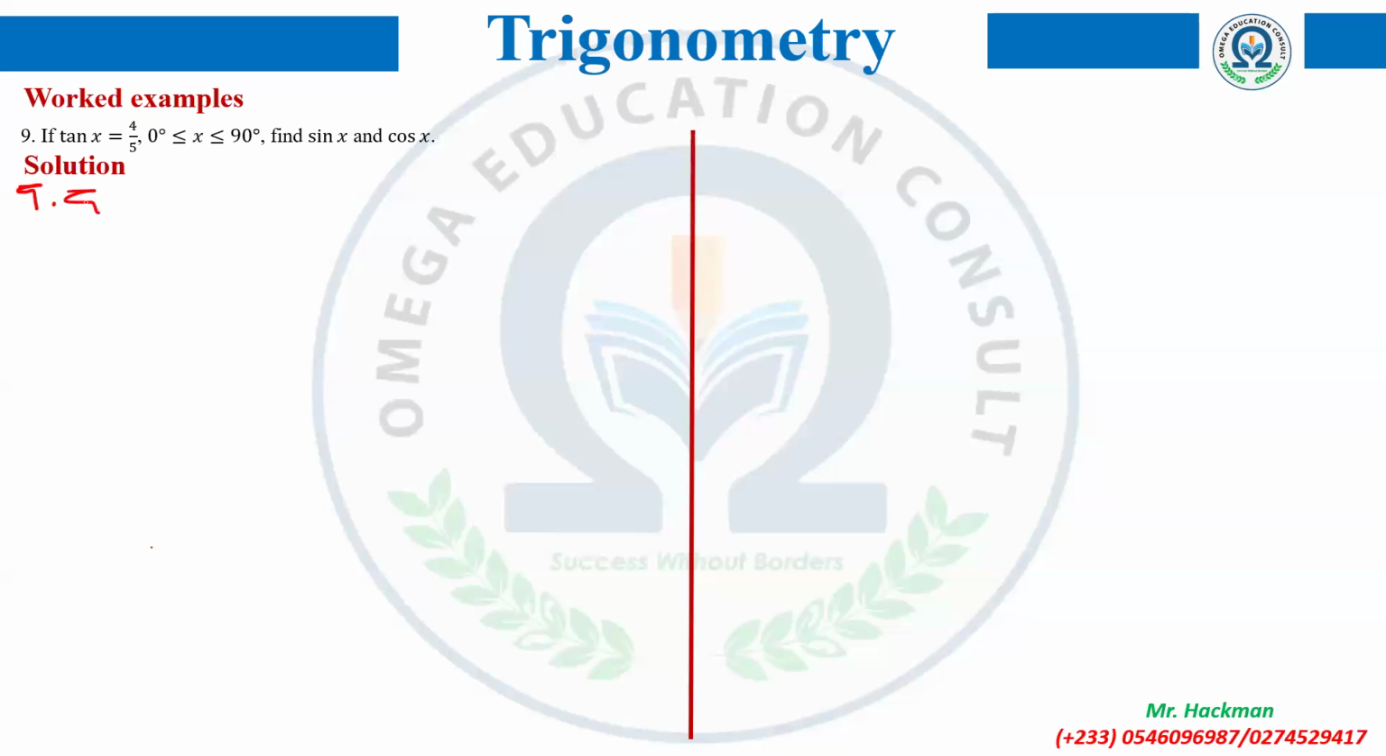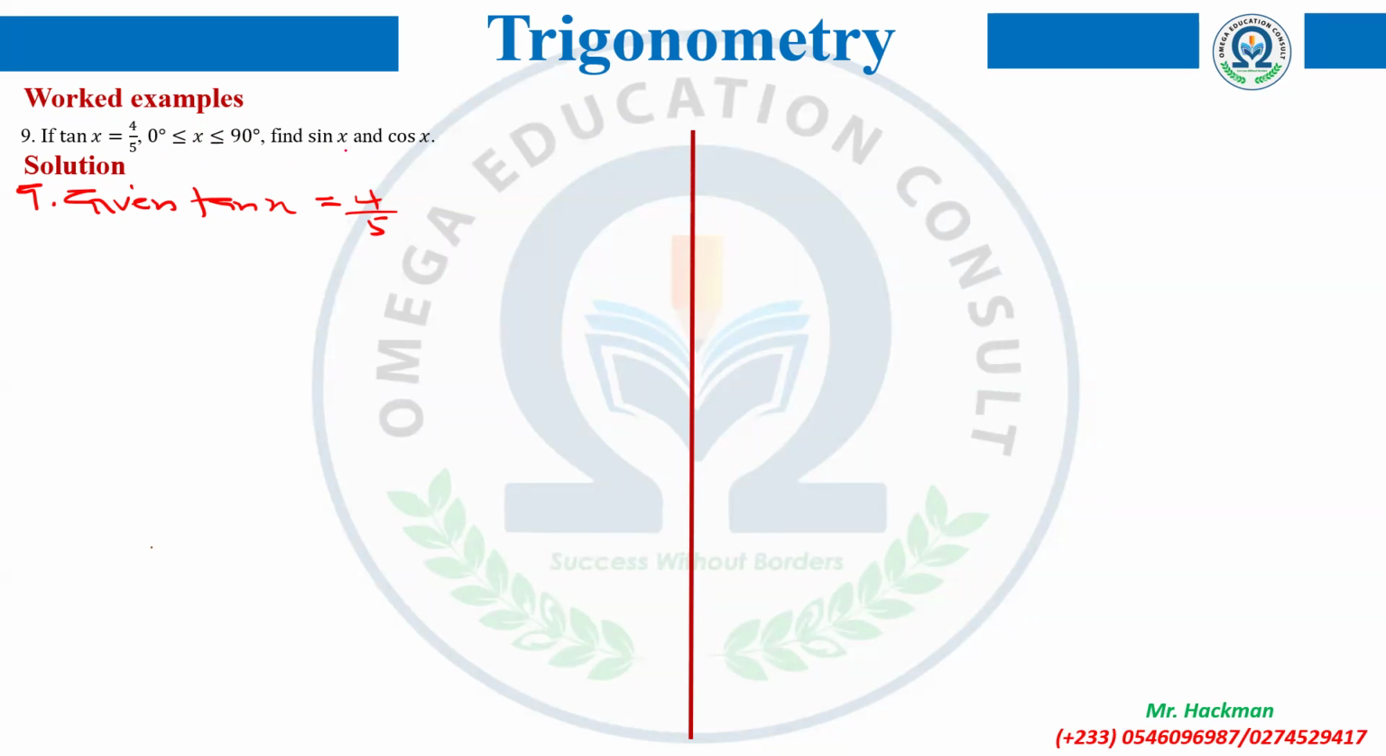Okay, what are we given? tan x is equal to 4 on 5. Then you can ignore the range restriction, because if it's between 0 and 90, you can ignore it, but any other, don't ignore. Very important, because 0 and 90 is the usual thing. So the unusual, don't ignore.